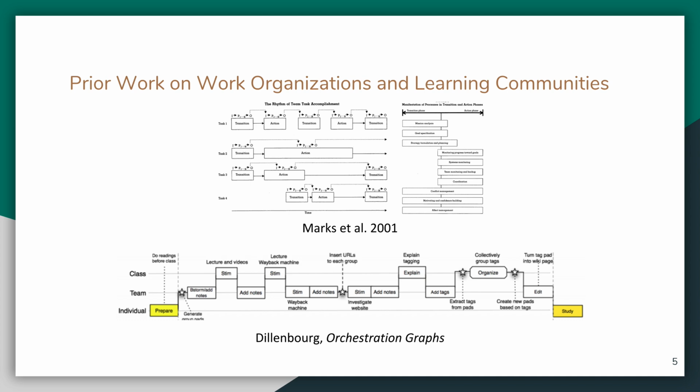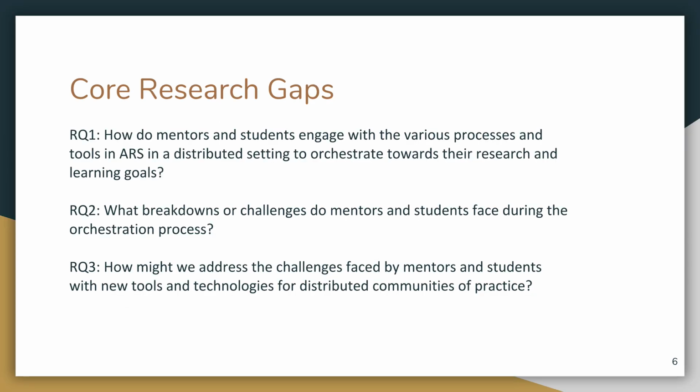And so what's curious is what happens when you have a community like you do in an ARS, where people are working on different projects and are at different states in their projects at any given time. This leads to some really interesting research questions about the ARS structure and communities that use the ARS model. The first is, how do mentors and students generally use the various processes and tools to orchestrate their research and learning goals?